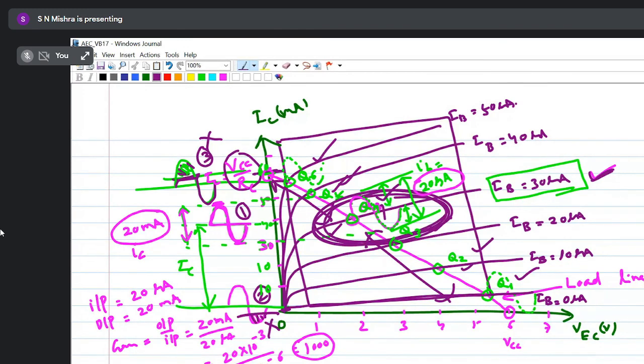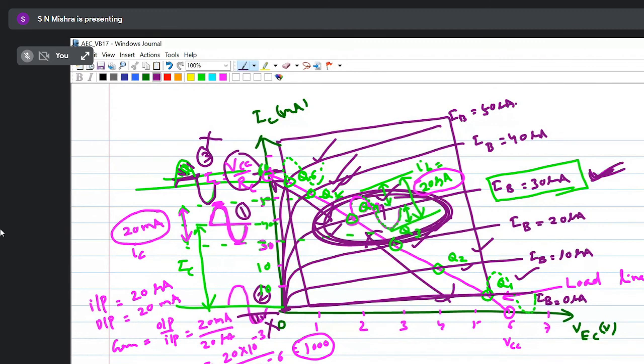But once you fix, meaning already you have fixed IB to 30 microampere, even after that the current or the Q point may shift upward or downward. Suppose you have fixed the Q point as Q4, and once the transistor is operating and amplifying, then slowly you will see the Q point shift to Q5 or Q3. That may also happen.